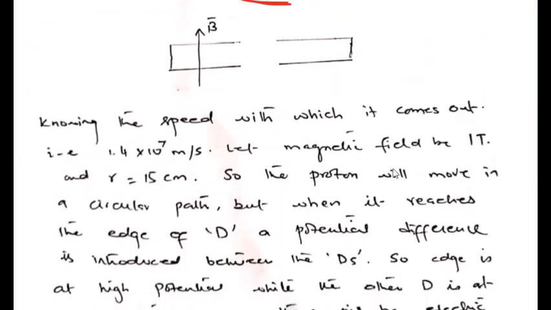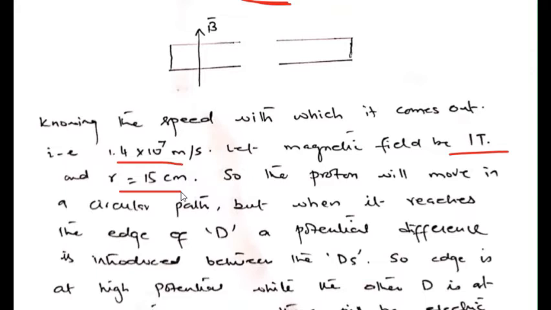Okay, I have certain numbers over here. We have a proton with 1 mega electron volt energy, and the speed is also known, that speed is 1.4 times 10 raised to the power 7 meters per second. Let us suppose that the magnetic field is constant at 1 Tesla, and the initial radius with which the proton completes its semicircular path in the first D is 15 centimeters.